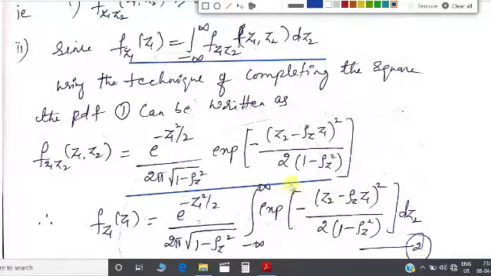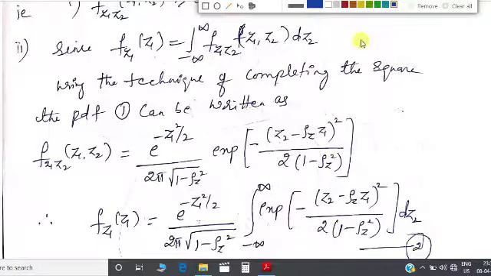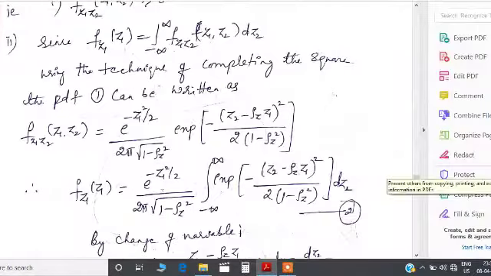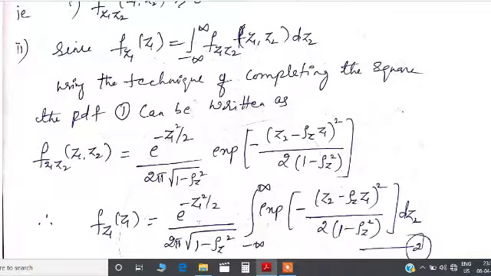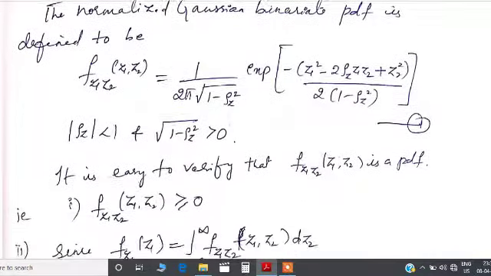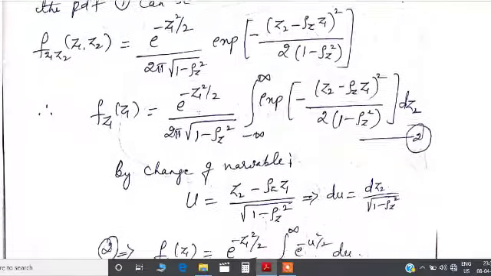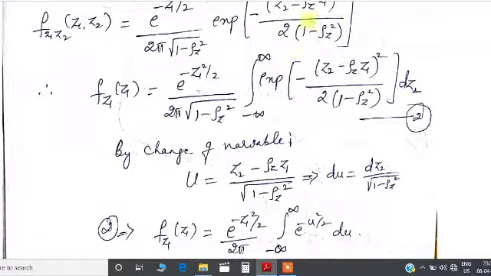To integrate the RHS, we have to use the standard substitution. Already this type of integral I have evaluated. To evaluate this integral, we have to consider a change of variable. The complete exponent will go for the substitution, and it will reduce this to the integral from minus infinity to plus infinity of e power minus u square by 2 du.